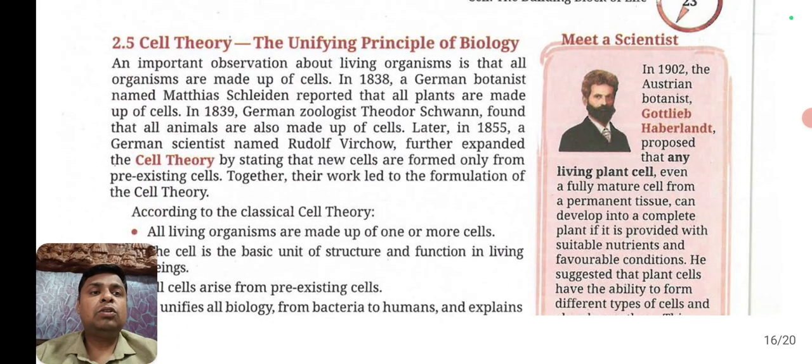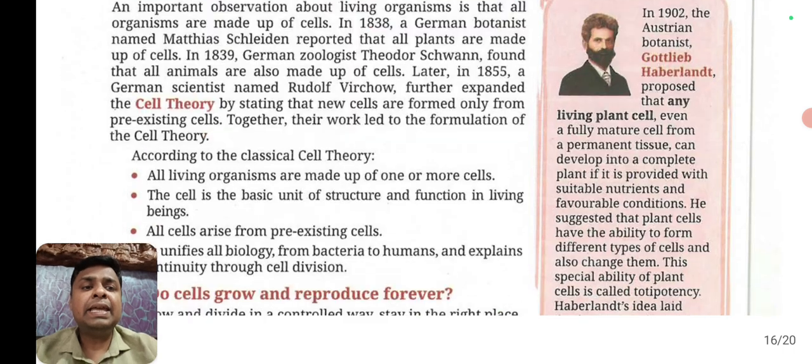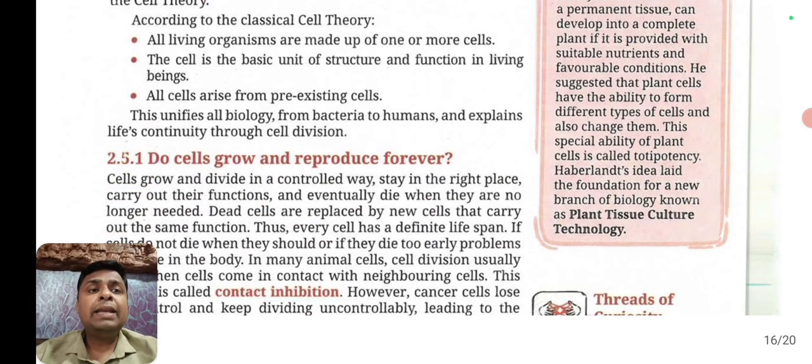So, cell theory, the unifying principle in biology. The German botanist Schleiden reported that all plants are made up of cells. Then Schwann came, and other scientists also expanded it. So what does this cell theory tell us? All organisms are made up of one or more cells. Okay, this can be asked in the exam. The cell is the basic structural and functional unit of life. Remember, all cells arise from pre-existing cells.